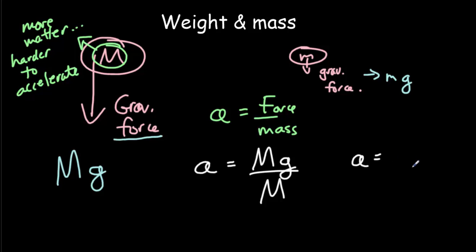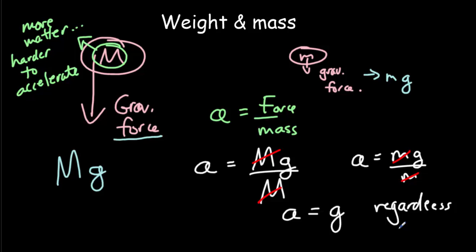And for the little mass, we've got its weight, little m times g, divided by its little mass. Naturally, the masses cancel out, and we get that a equals g regardless of mass. So because the ratio of weight to mass is the same for all objects, they all get the same acceleration.